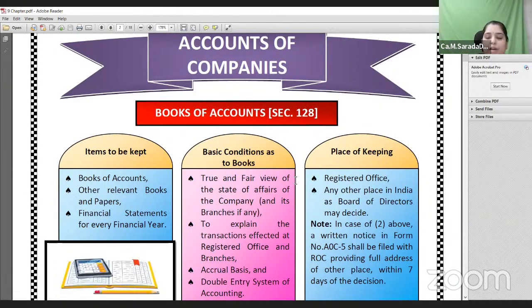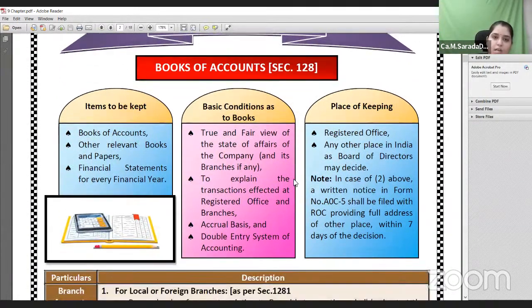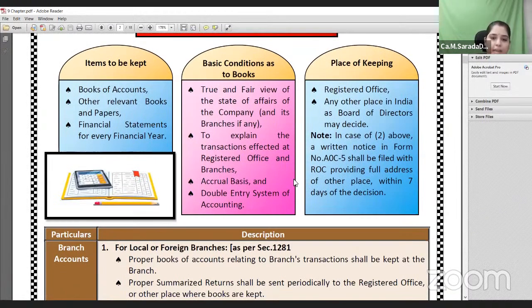You can ask, what is the reason why the company wants to keep it at any place other than the registered office? See, sometimes for a few companies, the registered office might be in backward areas like villages or small towns where it is very difficult for third parties or others to access these books of accounts. Therefore, in such cases, where the registered office is in a remote area, the books of accounts are kept at any other place where it is accessible to everyone, like in cities, towns, etc., at a place other than the registered office. Okay, so these are the important aspects regarding the books of accounts under section 128.